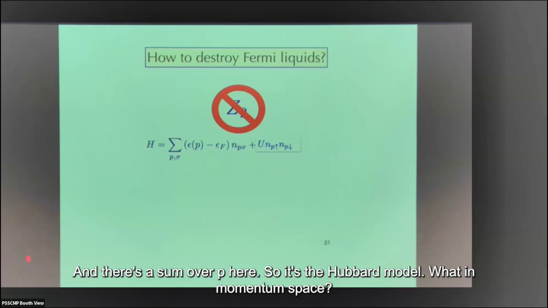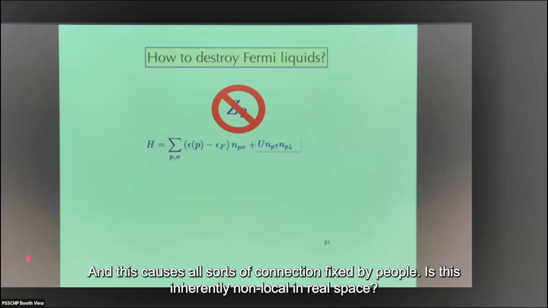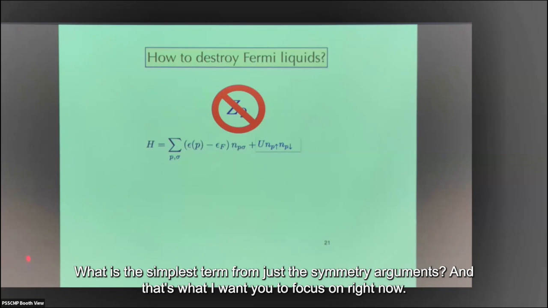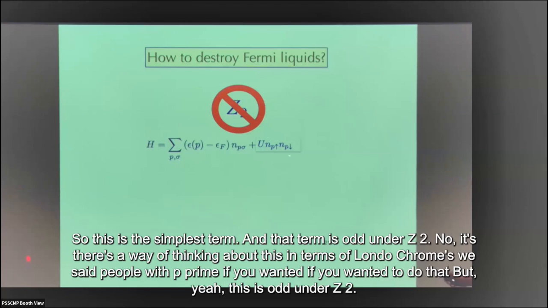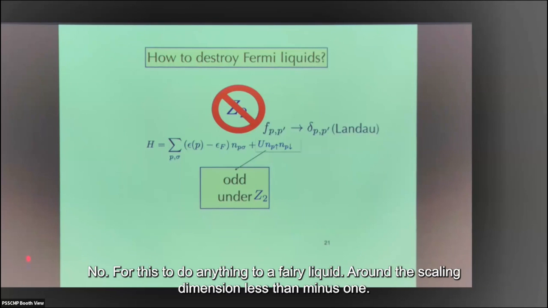but in momentum space. And this causes all sorts of conniption fits by people, because this is inherently non-local in real space. But it's the simplest term from just this symmetry argument, and that's what I want you to focus on right now. I'll walk you through how you can think about this so it doesn't seem so unnatural. So this is the simplest term, and that term is odd under Z2. Now there's a way of thinking about this in terms of Landau terms. If you set P equal to P prime, if you wanted to do that, but yeah, this is odd under Z2.